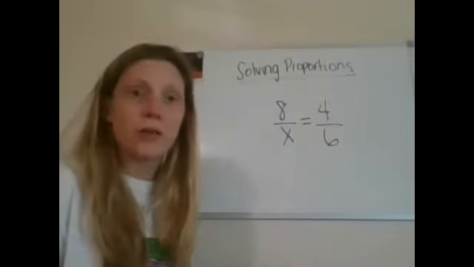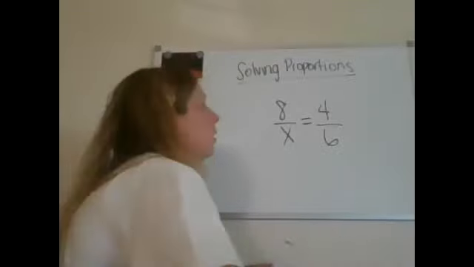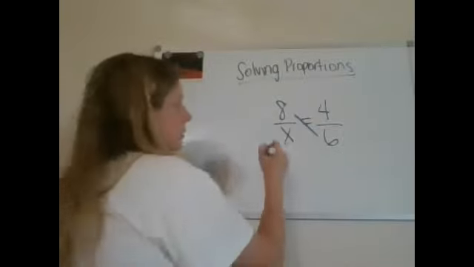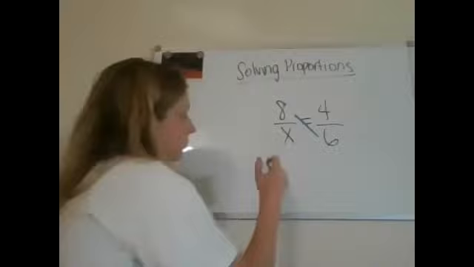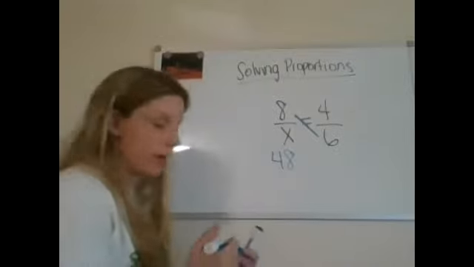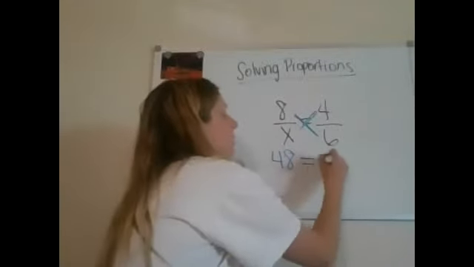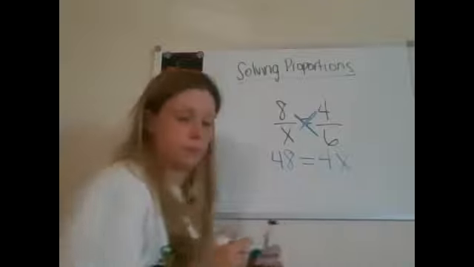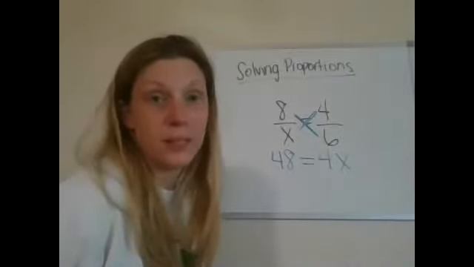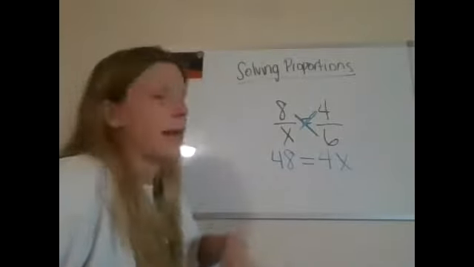So we're going to do this the traditional way, which is how we solve a proportion. Number one, cross multiply. So we take 8 times 6, right? It's 48. And then we take 4 times X. 4 times X is 4X. Okay? And I have all of this step by step right below this in notes for you. All right. So now we have 48 equals 4x.